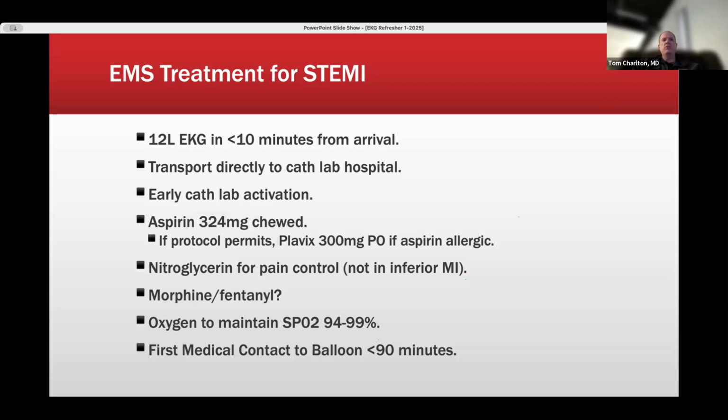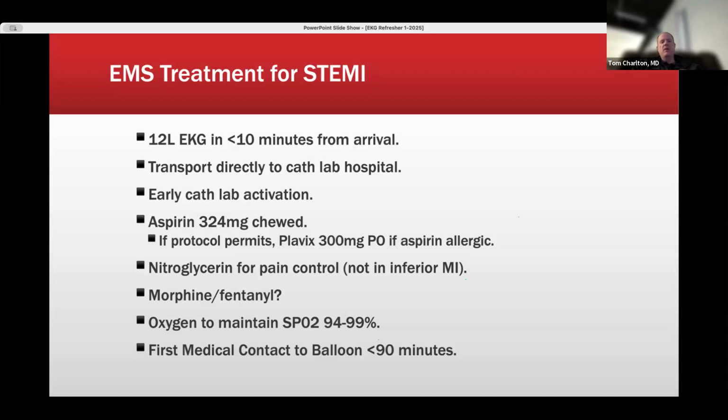Aspirin is incredibly important. Aspirin, when chewed and taken promptly, has almost the same mortality benefit that the cardiac cath itself has. So super duper important. Even if somebody takes aspirin daily, they still need to take more aspirin. Their body kind of gets resistant to the aspirin. We can give nitroglycerin for pain control, but we don't want to do that in inferior MIs. Morphine and fentanyl may help with the pain, but there's some evidence that especially in inferior MI, it may worsen outcomes. It may increase the death rate. So not necessarily great.